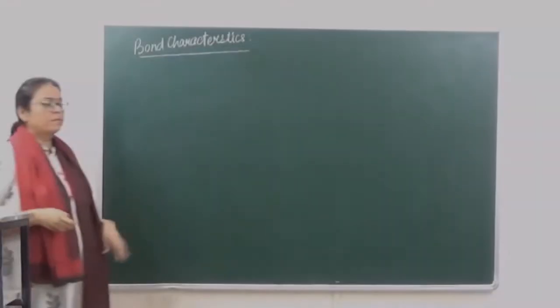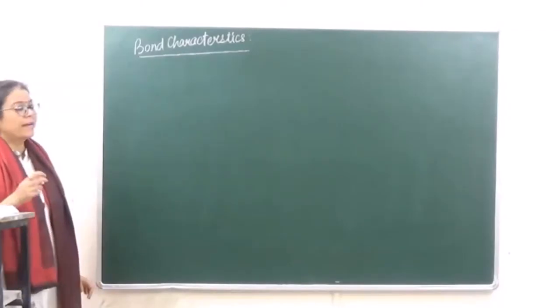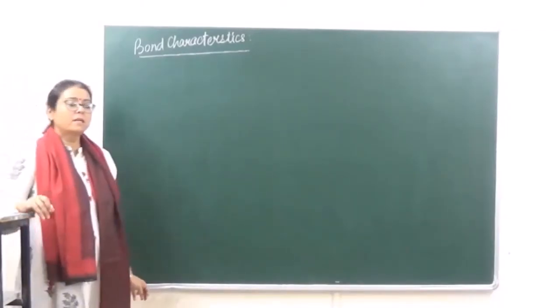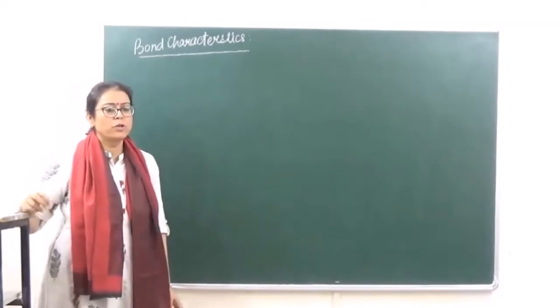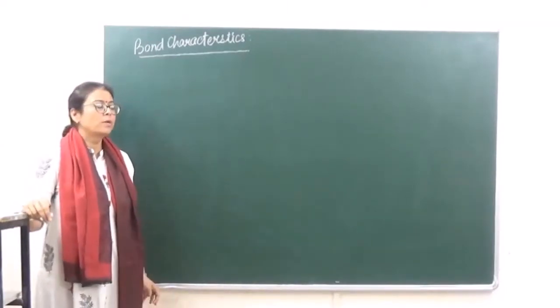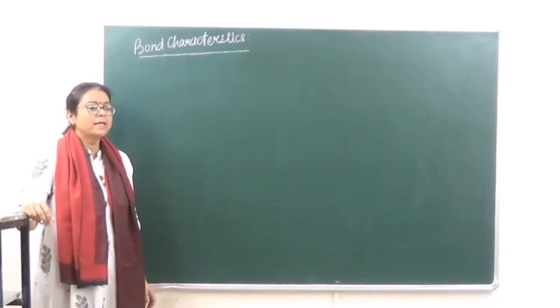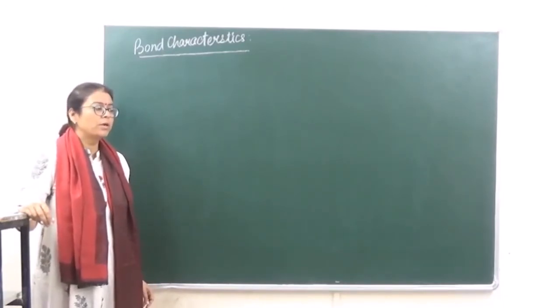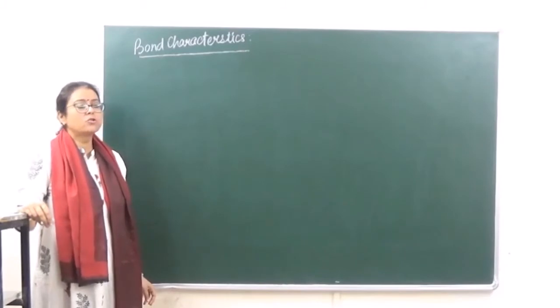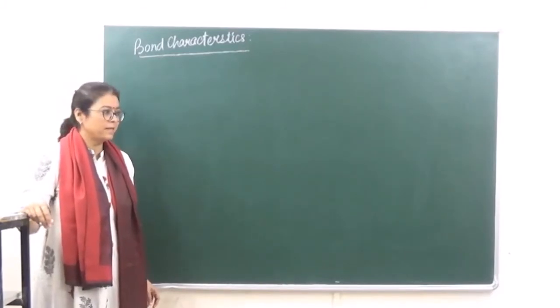Alright, next topic में चलते हैं आज हम, that is bond characteristics. We had done kind of bonds जिसको हम लोगों ने covalent bonds बताया था, और covalent bonds कैसे बनता है? They are formed by sharing of electrons, right? Now in case of covalent bond, there are certain characteristics जो कि एक covalent bond को explain करते हैं.